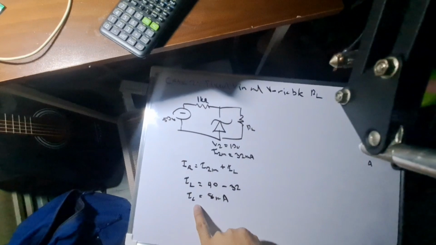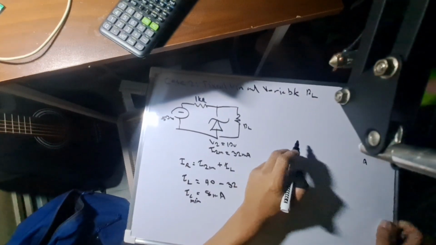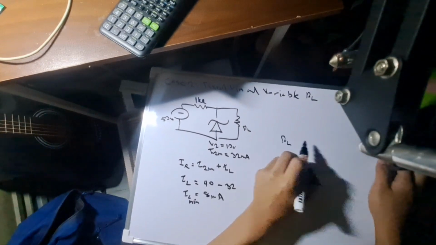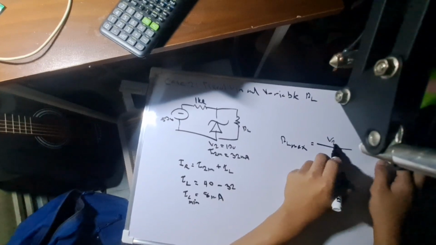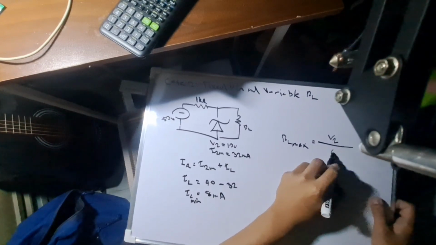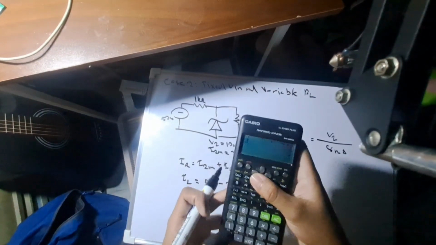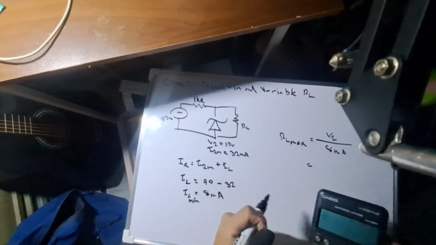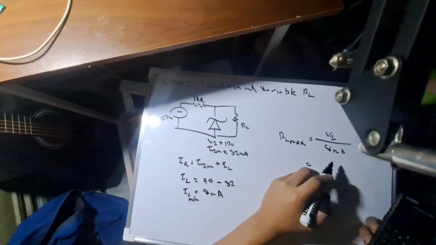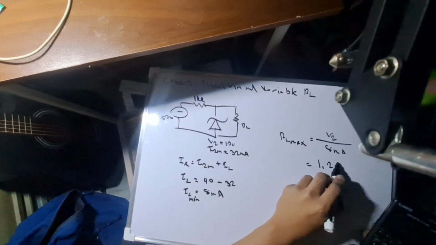So with that, we can also get RL maximum. RL maximum is inversely proportional to IL minimum. So RL max equals V, still constant, over 8 milliamperes. So we have 10 over 8, right? 10 over 8 or 1.25 kilo.